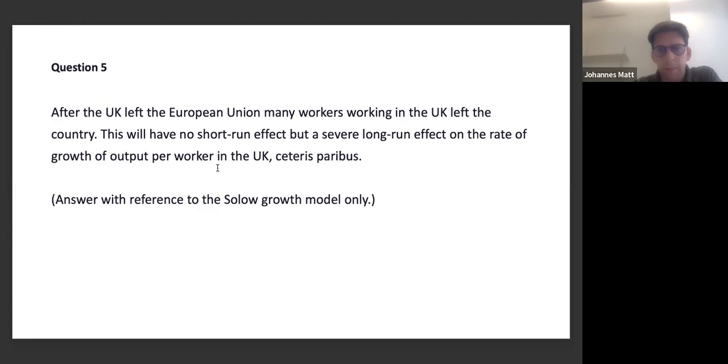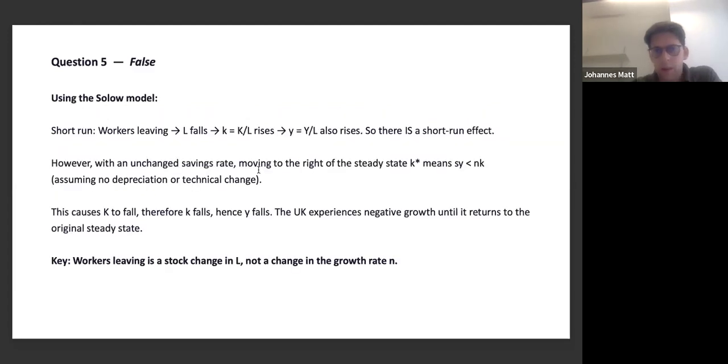Okay. So let's think about this in a bit more detail. So what determines output in the Solow growth model? Well, it's ultimately the amount of capital available relative to the stock of labor, right? And so if you have more capital relative to labor, you will be able to produce more output in that world.